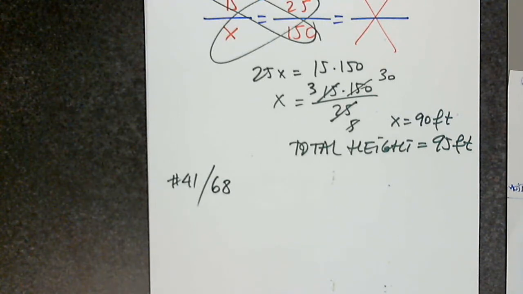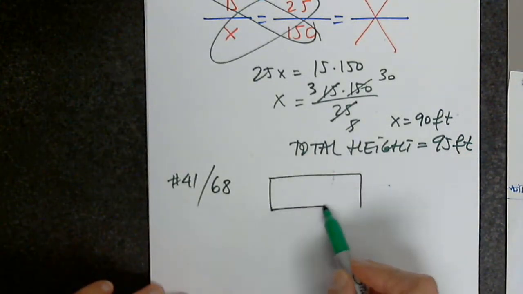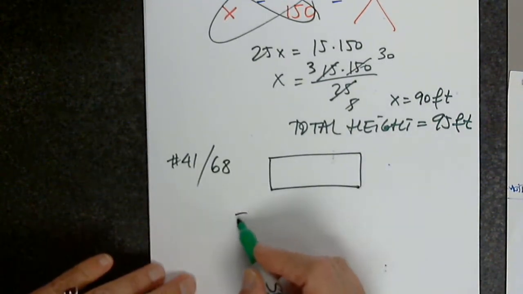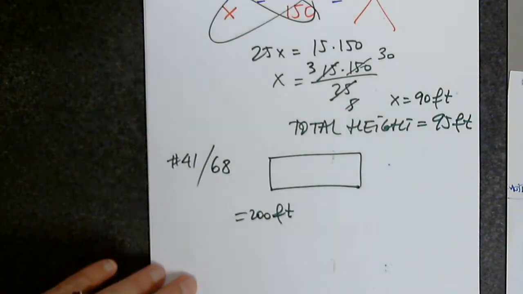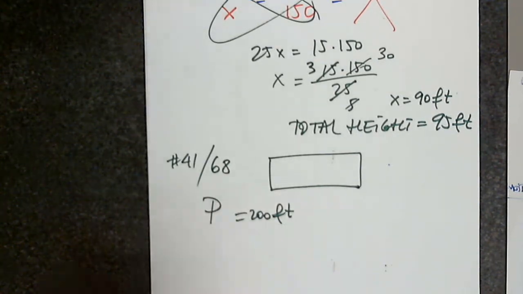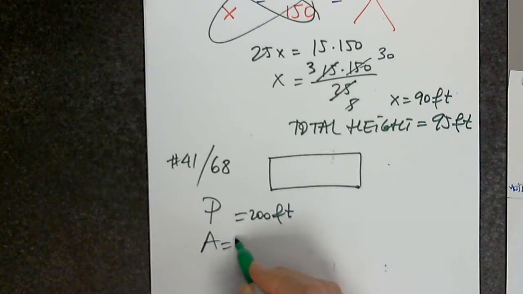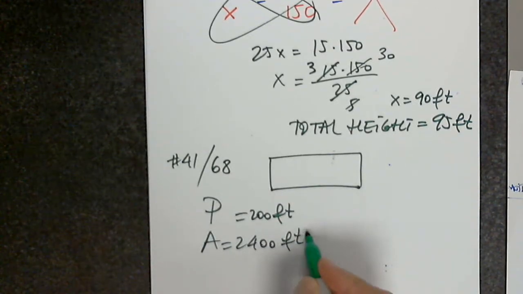A farmer has a rectangular garden plot surrounded by 200 feet of fence. So this is the rectangular plot. And what is 200 feet of fence? If it's surrounded by 200 feet of fence. Yes, of course. Thank you. Find the length and the width of the garden if its area is 2,400 square feet.